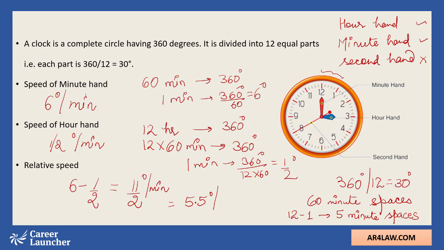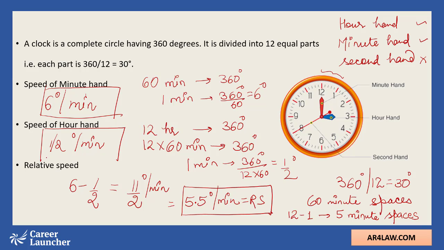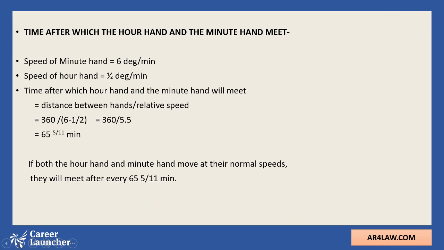So in every minute, the minute hand is gaining 5.5 degrees over the hour hand, because we know the minute hand is the faster hand out of the two. So these are the three things that you need to keep with you whenever you're solving clock questions: the speed of the minute hand, the speed of the hour hand, and their relative speed. Moving forward, here we will derive the ideal time after which the hour hand and the minute hand should meet.